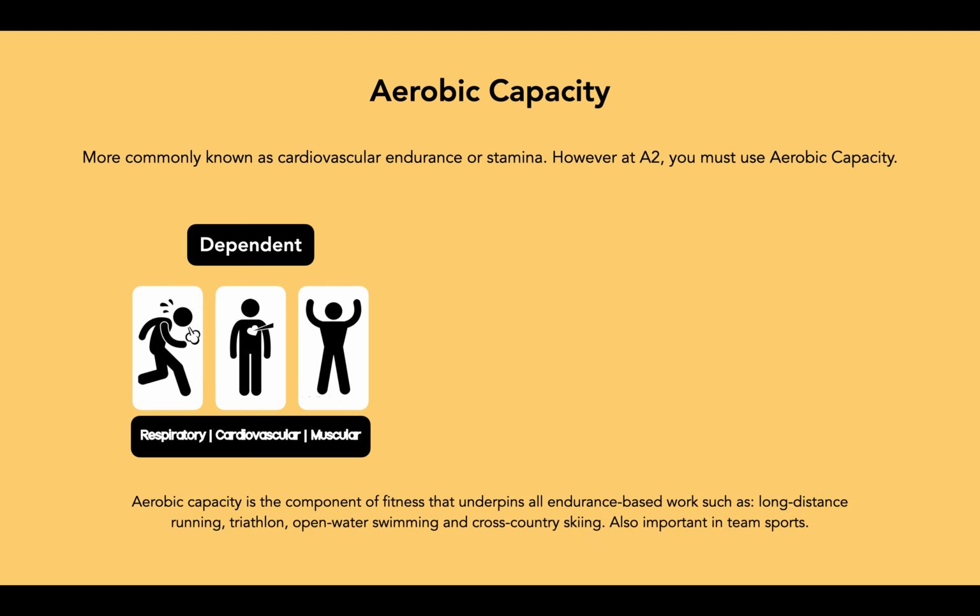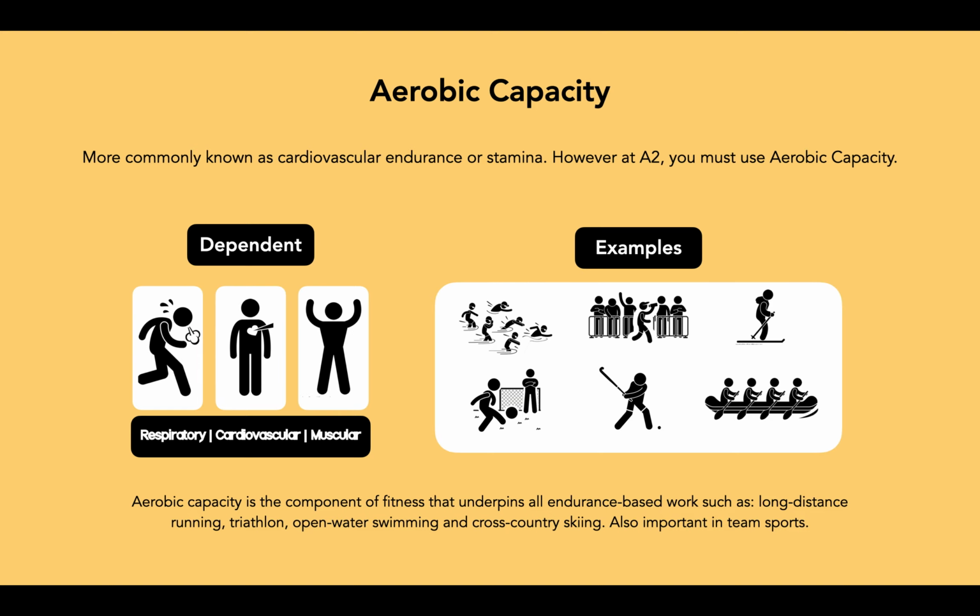Aerobic capacity is the component of fitness that underpins all endurance-based work, such as long-distance running, triathlons, open water swimming, and cross-country skiing. However, it's also used in other sporting situations, such as team sports, in football and hockey, and also rowing. So anything that's endurance-based, or has intensities that are 80% or below, aerobic capacity is a key component of fitness for that sport or activity.